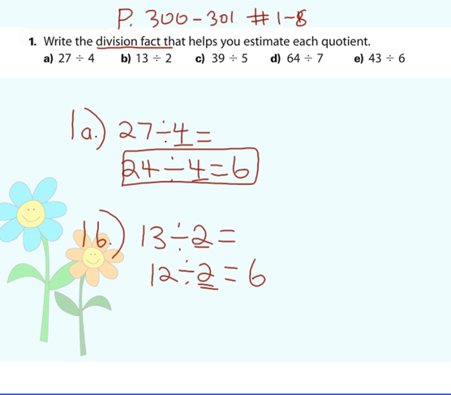So let's write down C, and then I want you to try to do it on your own. So have your multiplication chart handy, and then we'll check it together. 39 divided by 5. So you figure that out, pause the recording, and then we'll check it together.